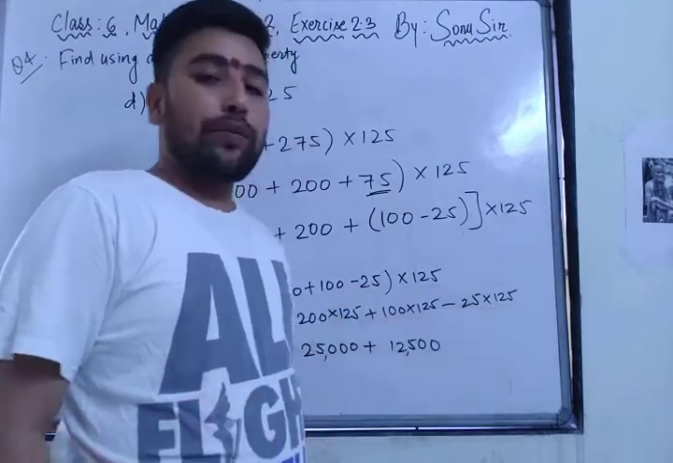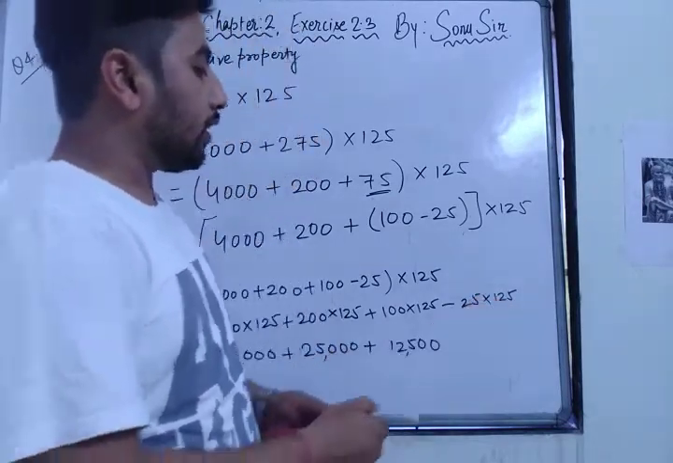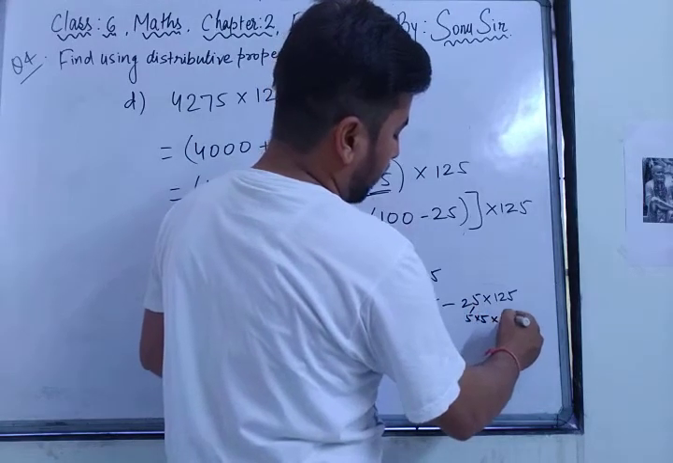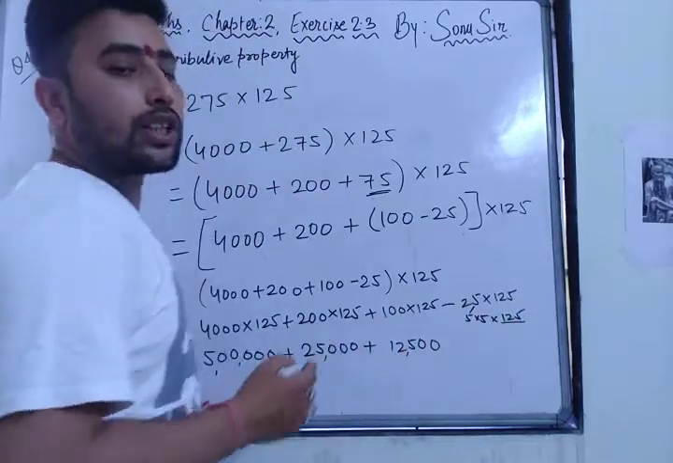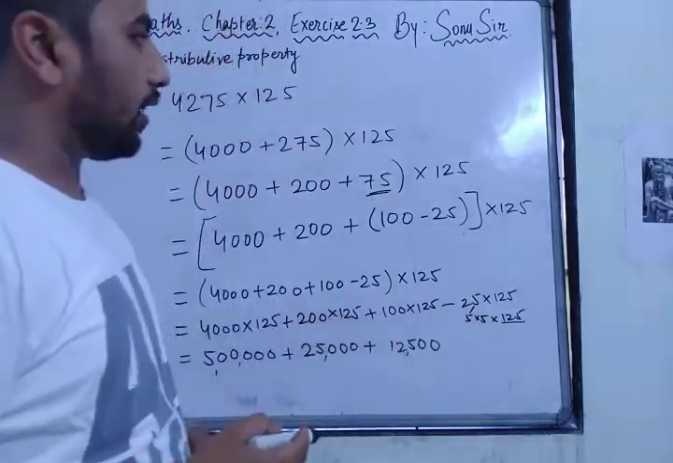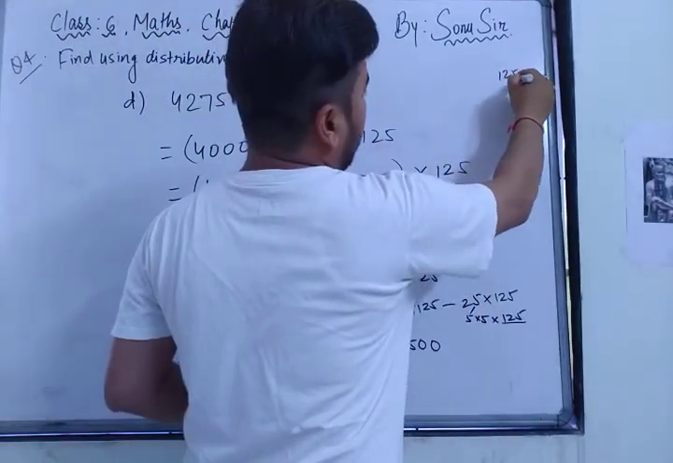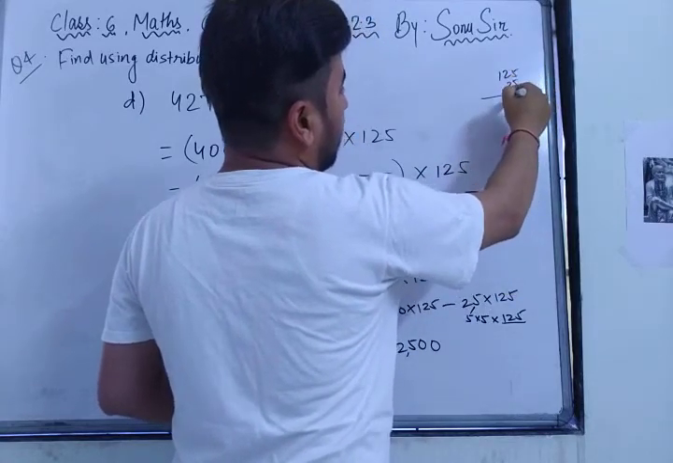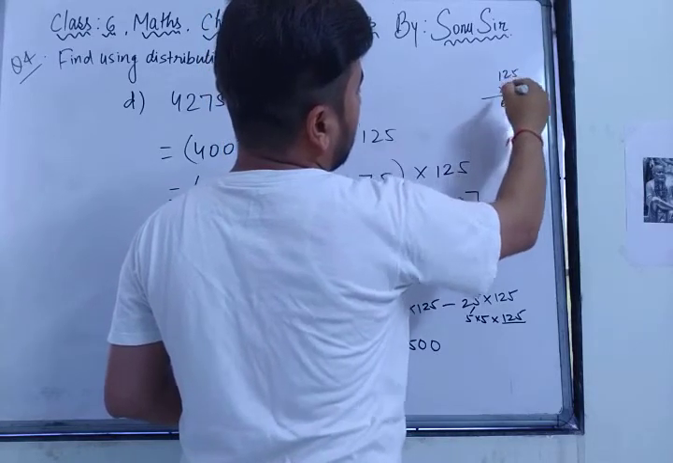See, 5 5s are 25. So if we multiply this, instead of 125 into 25, can we do 5 into 5 and here 125? So what will happen? 125 5s are 625, right? And 625 5s are 3125. Otherwise you can directly multiply 125 into 25. You can see here 5 5s are 25, 2, 5 2s are 10, 2, 12, 1, 5 1s are 5 and 1, 6. Got it?